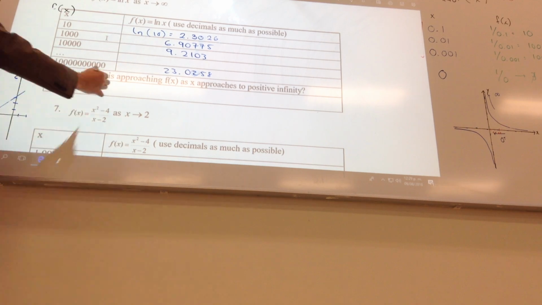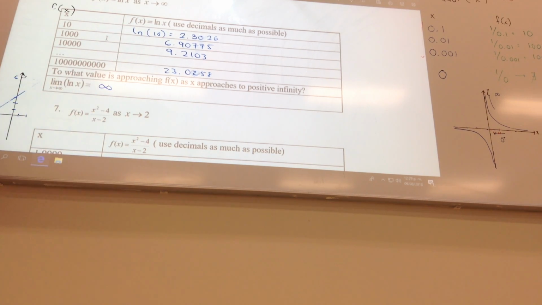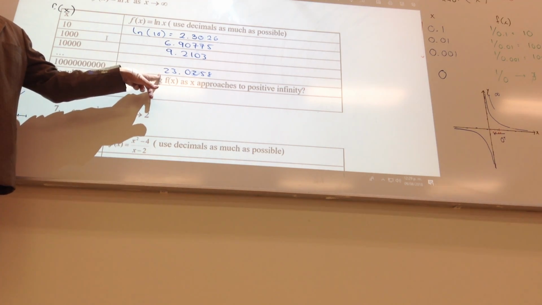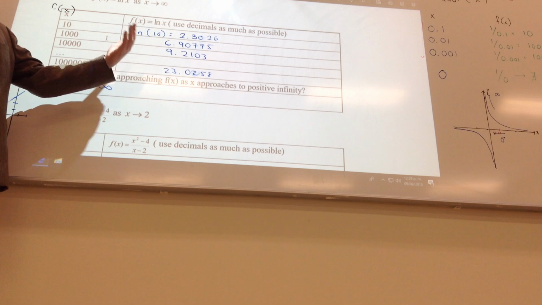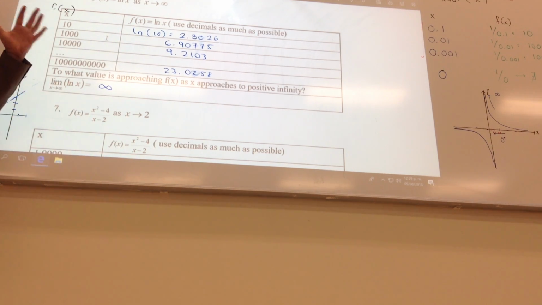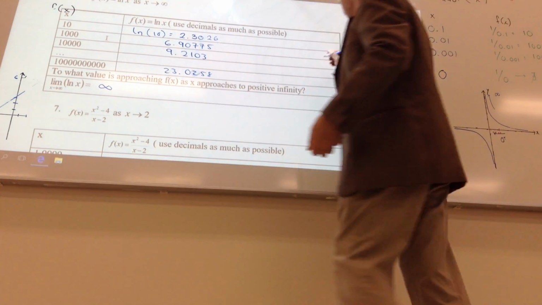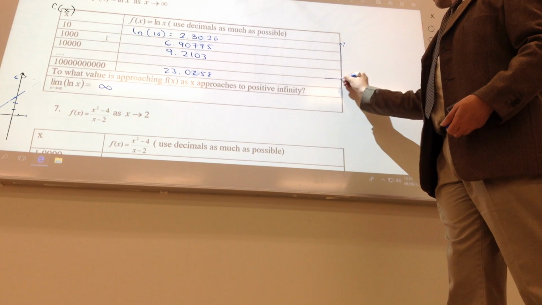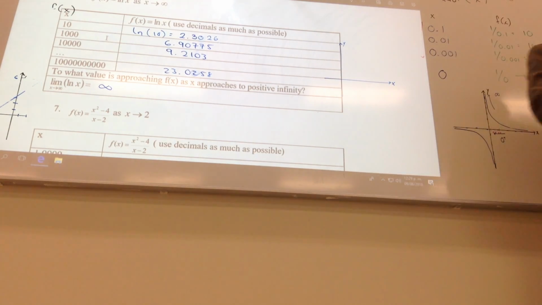The limit will be infinity. You may wonder, okay, how is it going to infinity if this is just 23? It doesn't matter. It's growing, growing, and growing. Also, if you don't see it with the values, you can remember the graph. If you remember, the graph for ln is something like this.